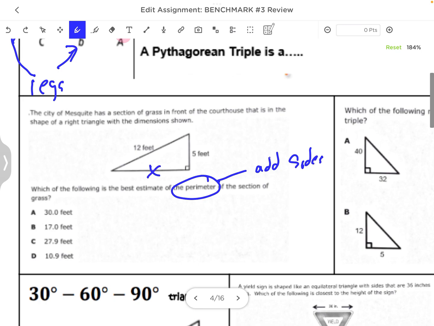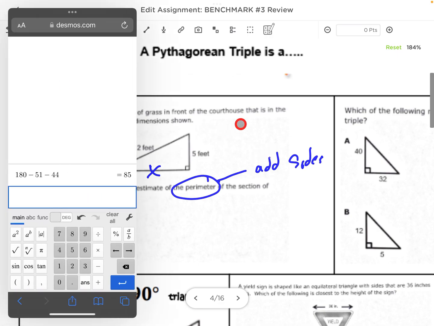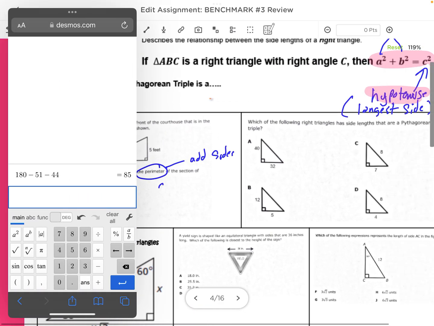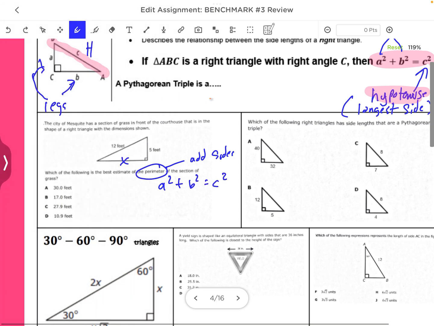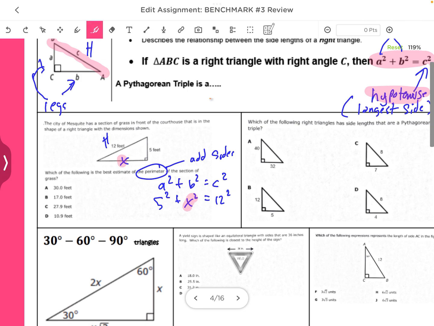Well, we have a right triangle, so we know that we can use our Pythagorean theorem. So it's going to be a squared plus b squared equals c squared. The critical thing is which one is the c. Well, right across from the right angle is that side, so that has to be our hypotenuse. So that's going to be 12 squared. Then this is going to be one of the legs, so let's put that for a. So I'm going to say 5 squared plus, I don't know that one, so I'm going to say that's just x squared. So that goes there, and that goes there.